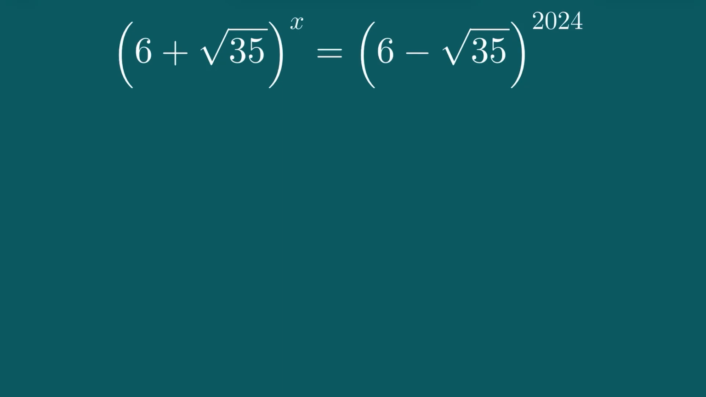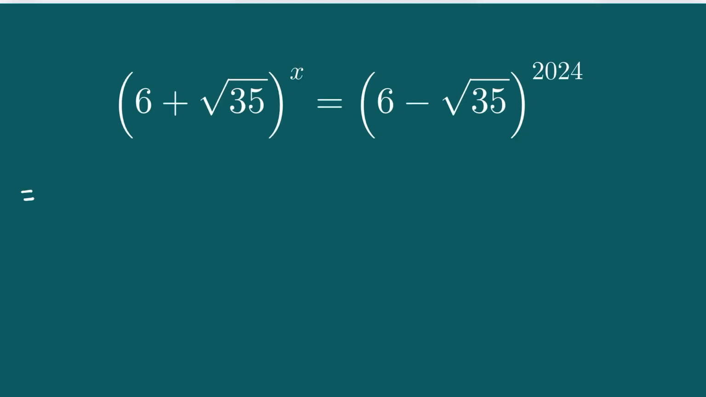(6 + √35)^x = (6 − √35)^2024. We have to find the value of x. Let's solve it. So (6 + √35)^x.